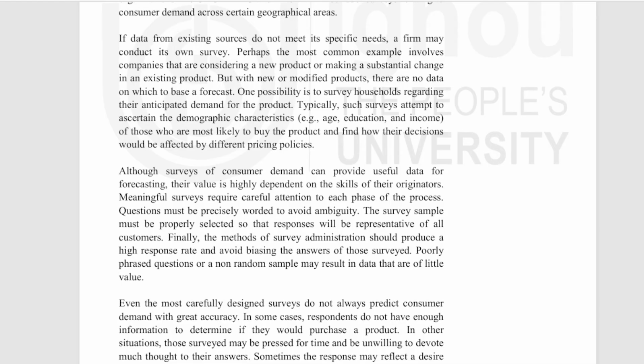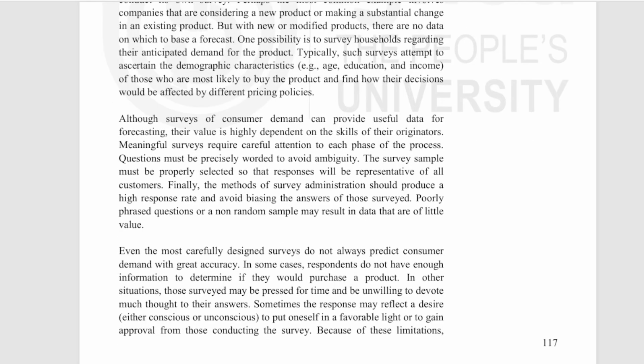Perhaps the most common example involves companies that are considering a new product or making a substantial change in an existing product. With new or modified products, there are no data on which to base a forecast. One possibility is to survey households regarding their anticipated demand for the product. Typically, such surveys attempt to ascertain the demographic characteristics, for example age, education, and income, of those who are most likely to buy the product, and find how their decision would be affected by different pricing policies.